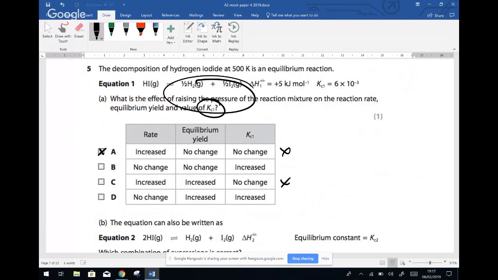So it has to either be A or C. Next, what's it going to do to the yield? Well, hang on a minute. I've got 1 mole here and 1 mole here. I'm going to have no change on the yield. The answer is A. Moving on.